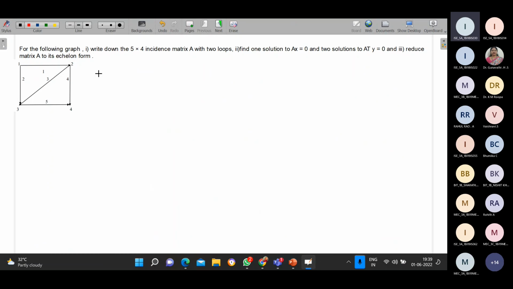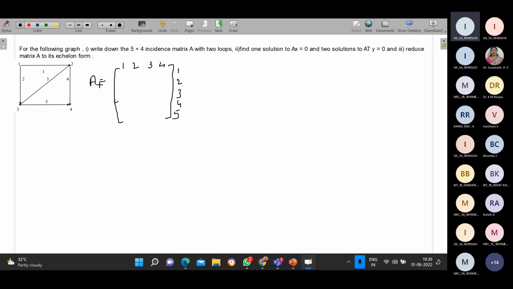So the question is written here. The graph is given. It has 4 nodes and 5 edges. First we'll find out the incidence matrix. So incidence matrix A is equal to, how many nodes are there? 1, 2, 3, 4. The number of edges, how many are there? 1, 2, 3, 4, and 5.